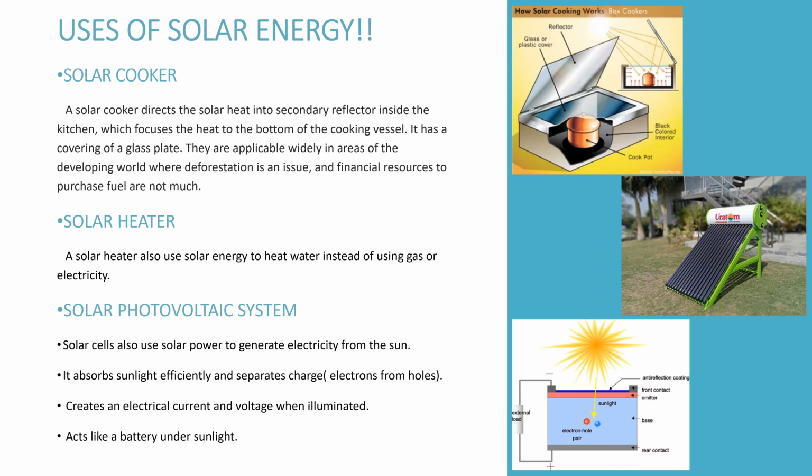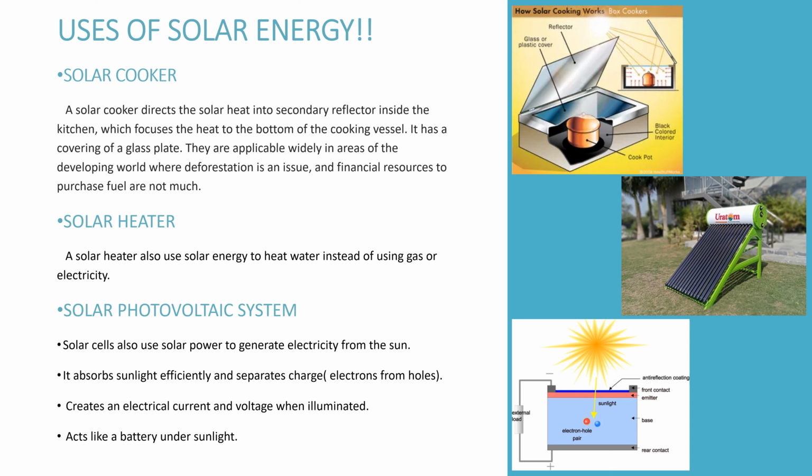Uses of solar energy. Solar cooker. A solar cooker directs the solar heat into a secondary reflector inside the kitchen, which focuses the heat to the bottom of the cooking vessel. It has a covering of a glass plate. They are applicable widely in areas of the developing world where deforestation is an issue and financial resources to purchase fuels are not much.